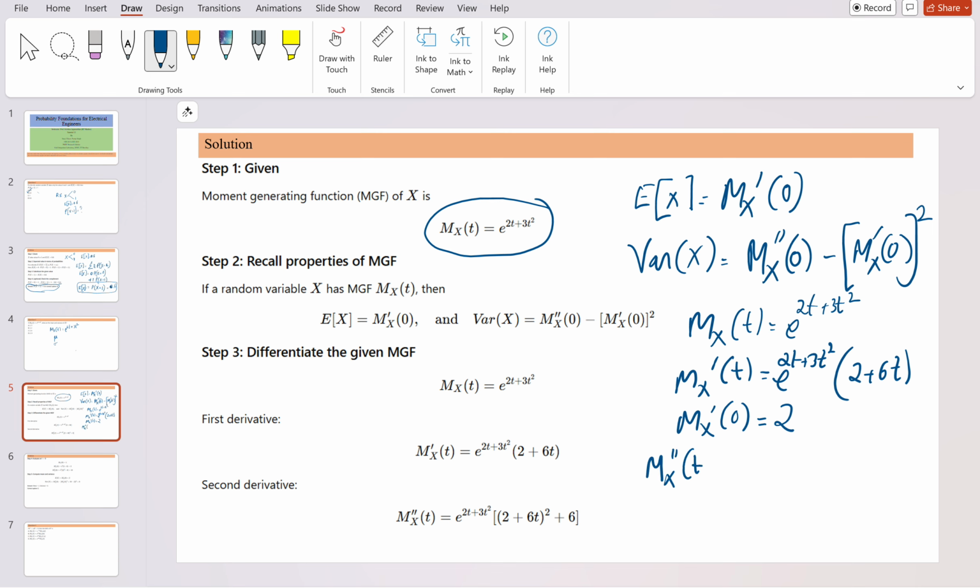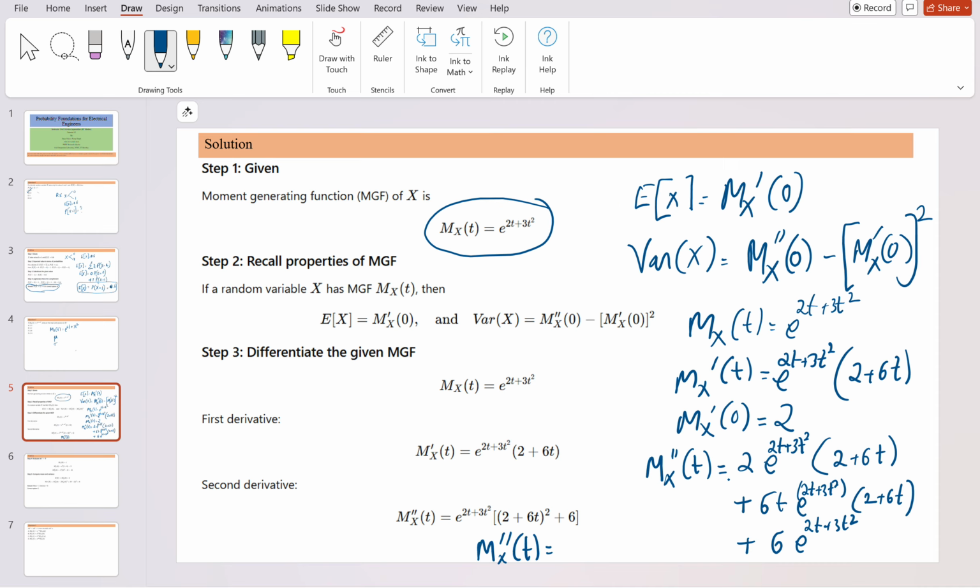Differentiate further. Mx double dash t is equal to, when you differentiate it, simply 2 e to the power 2t plus 3t square multiplied by, again you will find out like this, 2 plus 6t, plus 6 e to the power 2t plus 3t square, multiplied by 2 plus 6t, or you can say that multiplying it by 6 e to the power 2t plus 3t square. Okay, what is the value of Mx double dash 0?